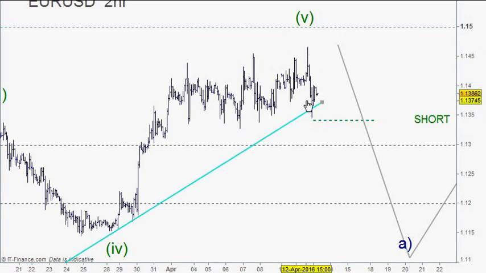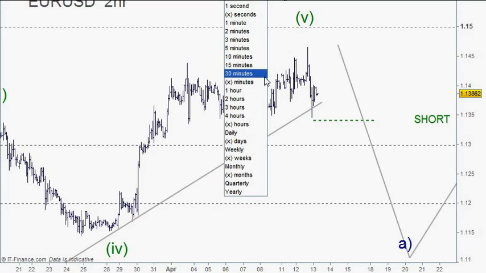And well, it's just not that clear either. There's a case for 3 waves being down. If there are 3 waves down here, then we're going to be moving up and making another new high. Okay, so I'm just going to go to the 15-minute chart.